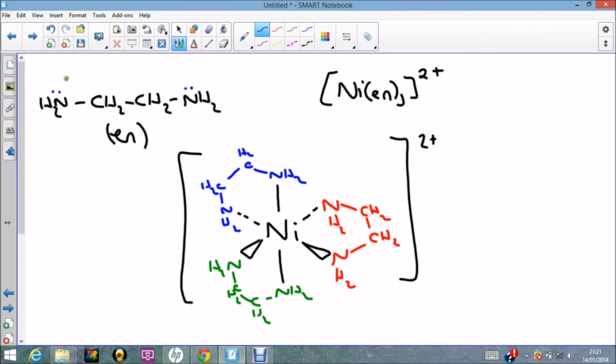So we're going to get slightly more complicated now, because OCR, like most exam boards, will try and find ways to challenge you and stretch you a little bit more. So they might give you an unfamiliar bidentate ligand. So let's have a look at an example of one of those next.